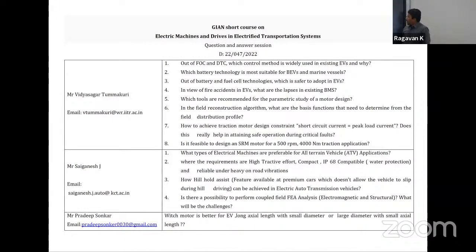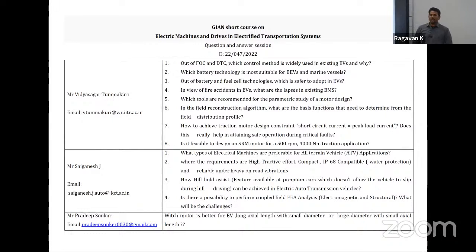There is not a good answer specifically, because that couples to the next one, the batteries and fuel cells, which is safer to adopt in EVs. In my experience, lithium ions still rule the roost. I mean, there is no good contender that can replace lithium ions quite yet. We are getting there. Even solid state batteries have a very strong potential.